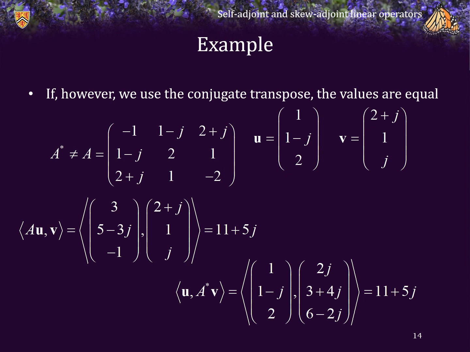For the adjoint of a complex matrix is its conjugate transpose. So if we take the conjugate transpose of A and multiply it by v, we now get the vector 2j, 3 plus 4j, 4 minus 2j, and taking the inner product of u and that result also gives us 11 plus 5j.